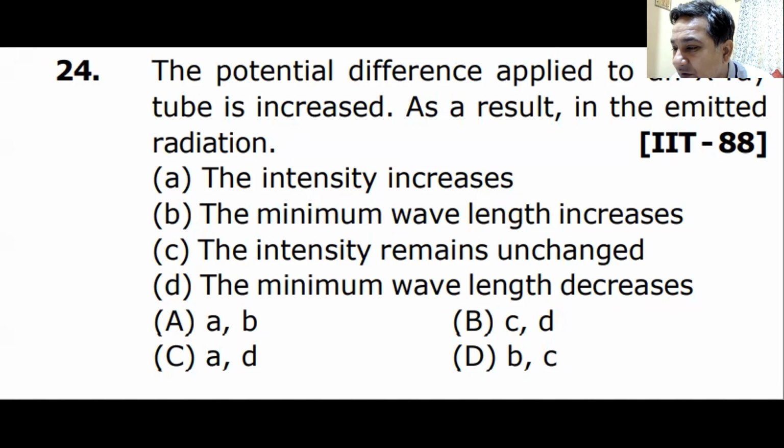The potential difference applied to an X-ray tube is increased. As a result, in the emitted radiation, the intensity increases. The minimum wavelength increases. The intensity remains unchanged. The minimum wavelength decreases. Yes or no? So options are C and D, and the correct option is B. If you have said B, your answer is correct. Do you understand this?